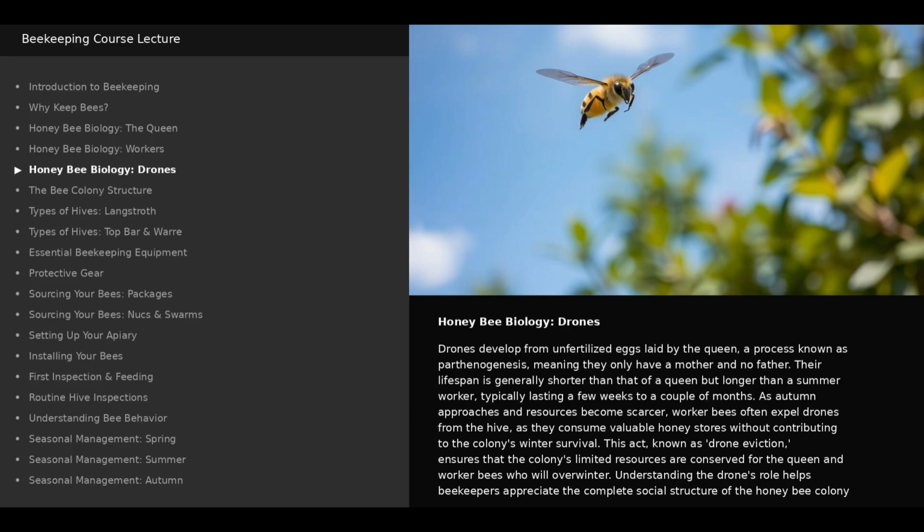As autumn approaches and resources become scarcer, worker bees often expel drones from the hive, as they consume valuable honey stores without contributing to the colony's winter survival. This act, known as drone eviction, ensures that the colony's limited resources are conserved for the queen and worker bees who will overwinter. Understanding the drone's role helps beekeepers appreciate the complete social structure of the honeybee colony and recognize the different needs and functions of each caste.